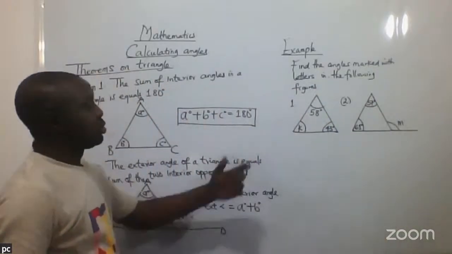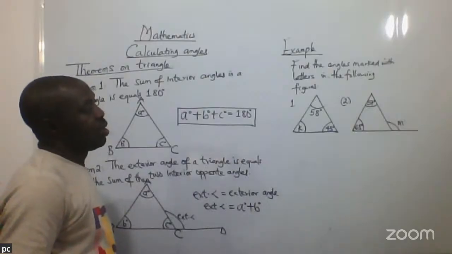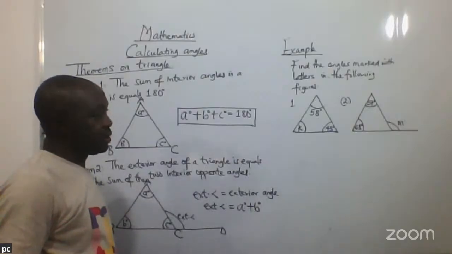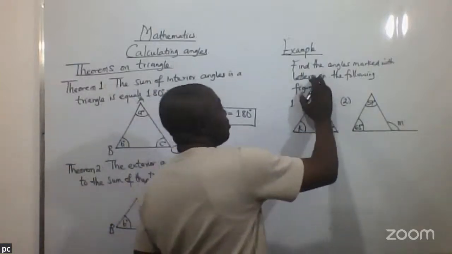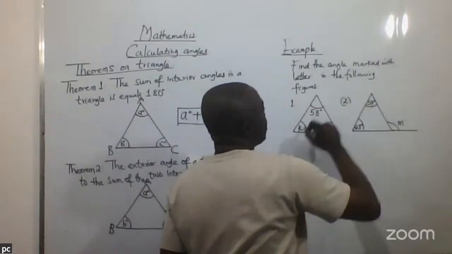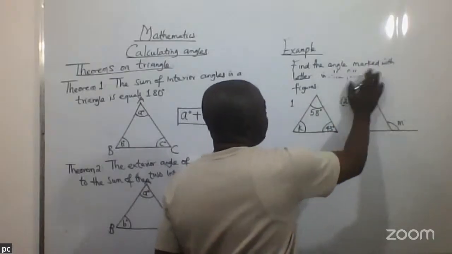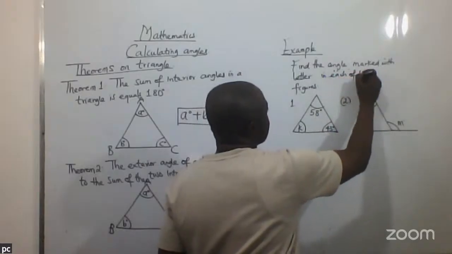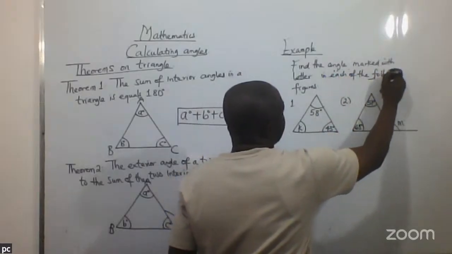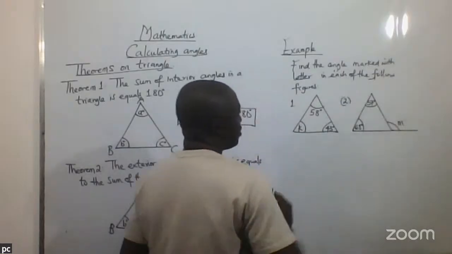Now look at the two questions on the board. Find the angles marked with letter. Find the angle marked with letter in each of the following figures.